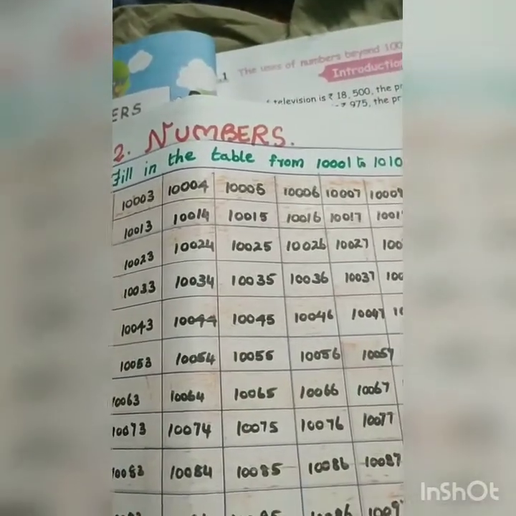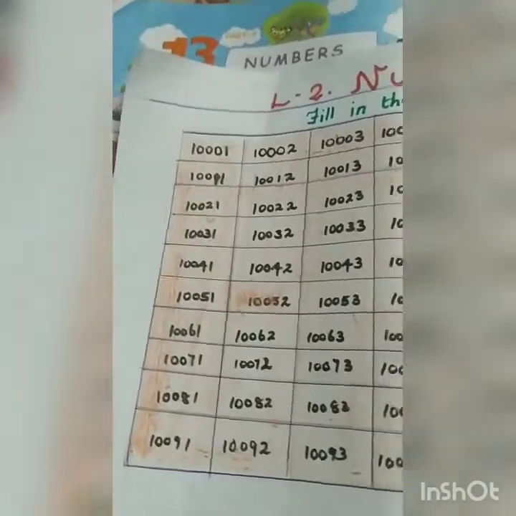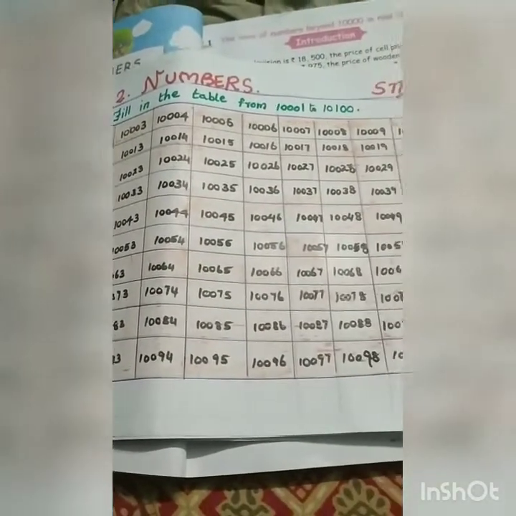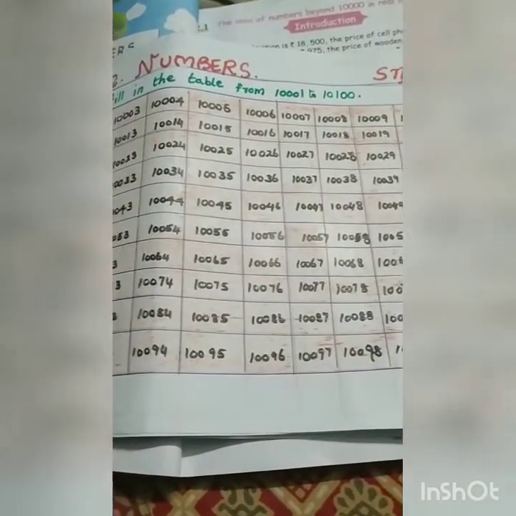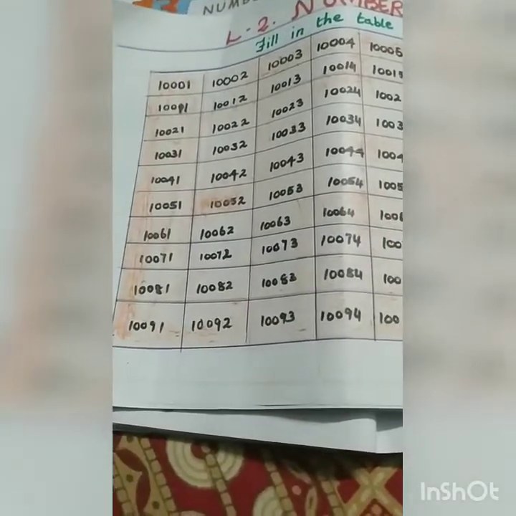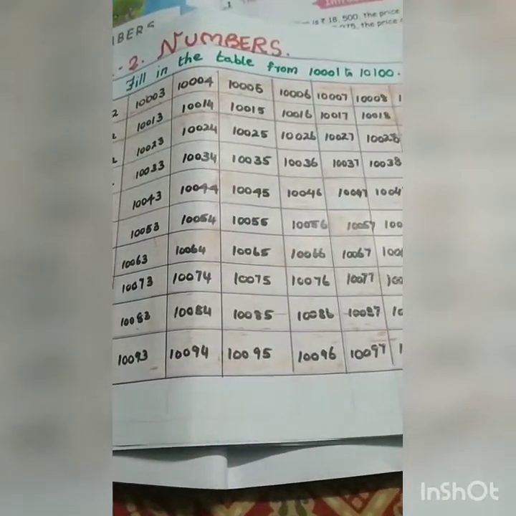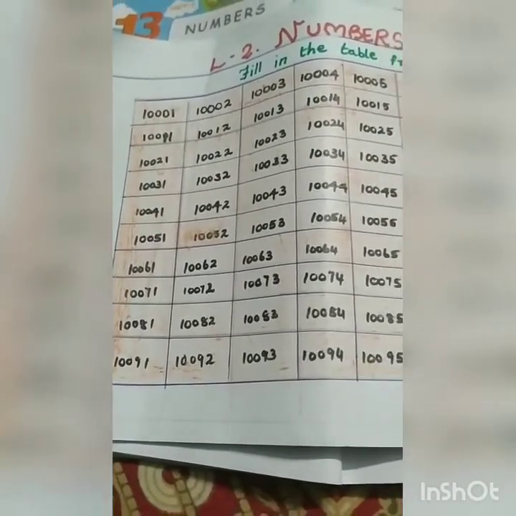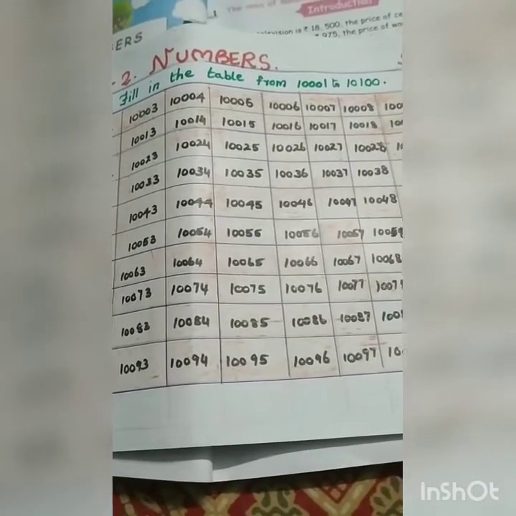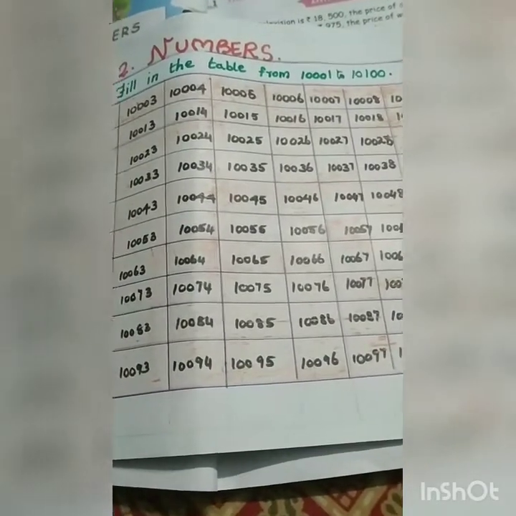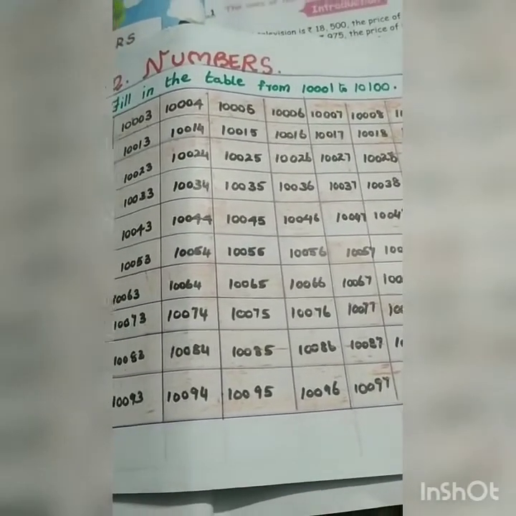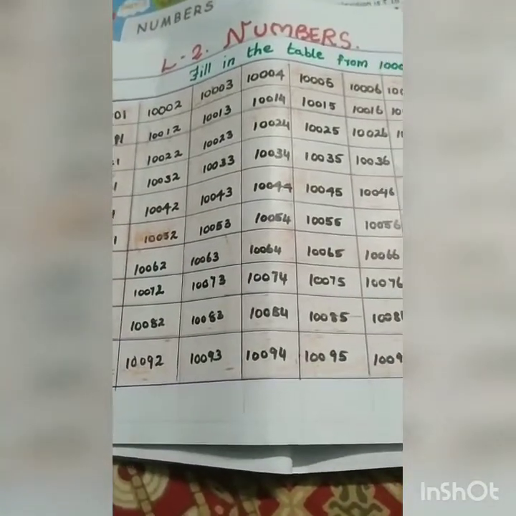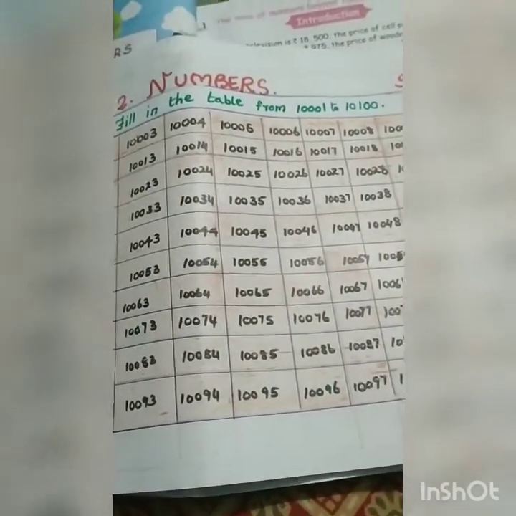10,001 to 10,100. So this is the table I have got, 10,001 to 10,100. Please make a table like this in your notebooks also, children. This is important for you to write your place value, expandable form, and also your abacus. So to know that, just know this table.